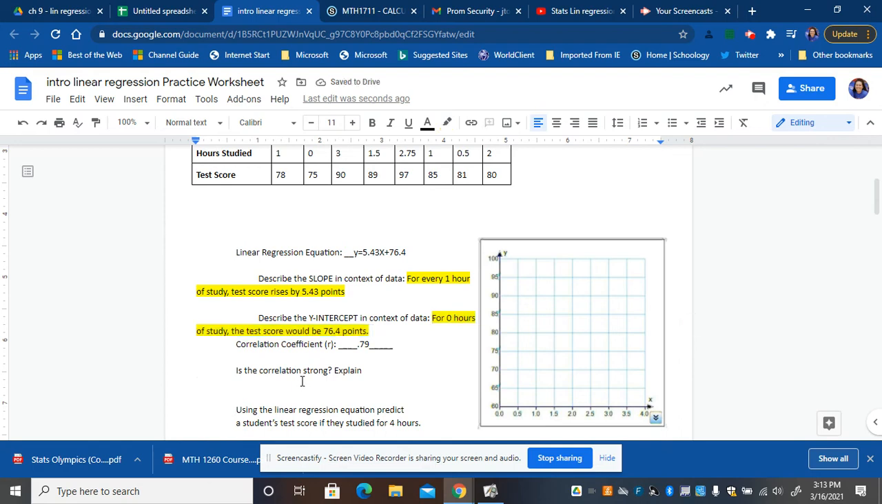Is the correlation coefficient strong? The closer this number is to +1, the stronger it is. So I would say pretty strong positive correlation.